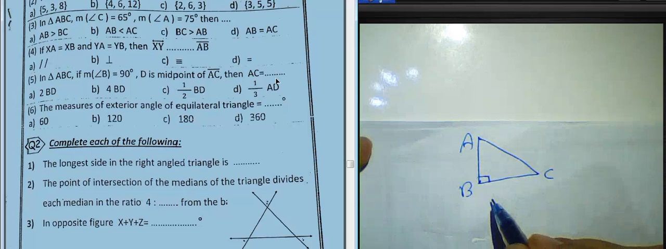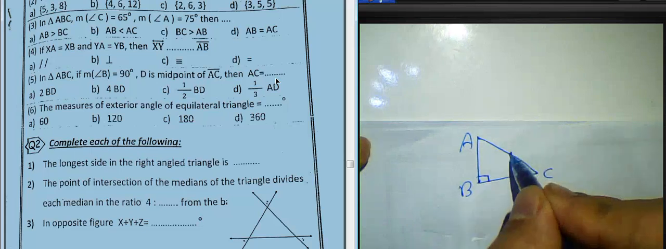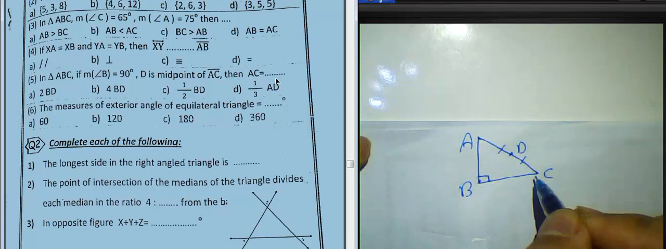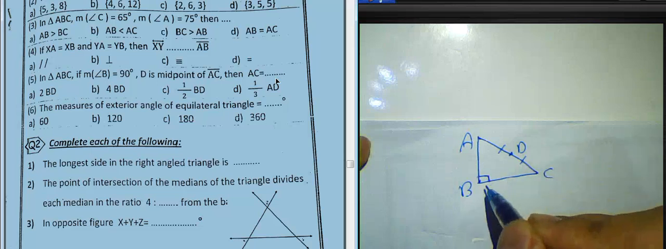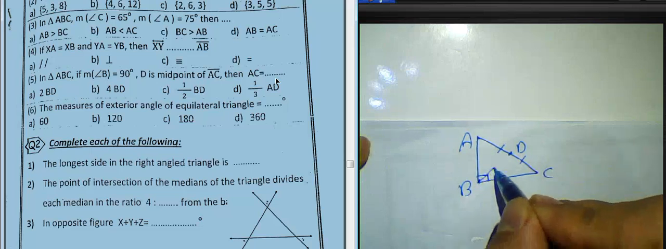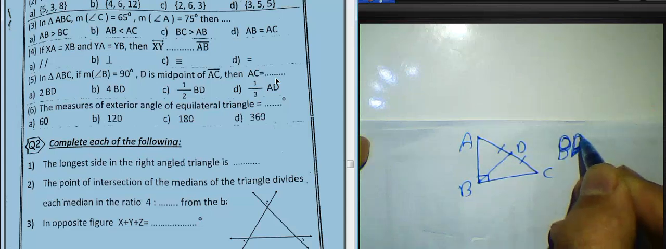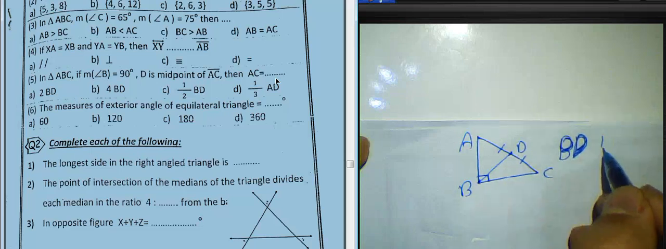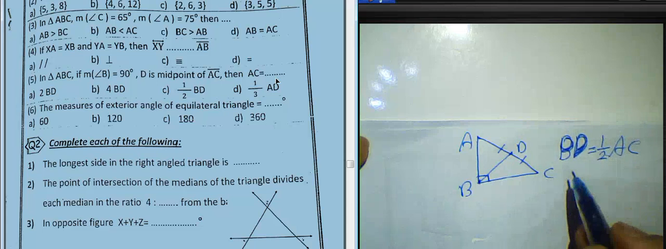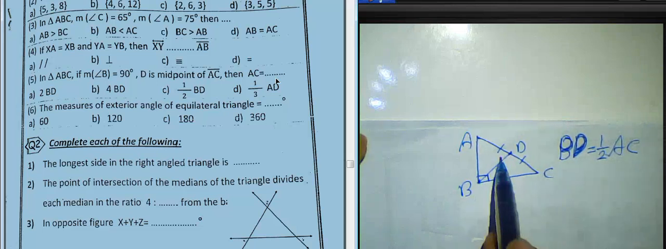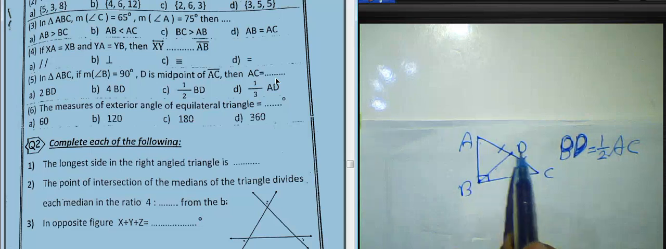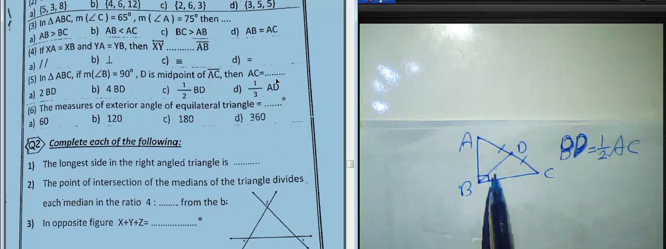The measure of angle B is 90 degrees and D is the midpoint of AC. D lies between A and C, at half the distance of AC. Then BD will be equal to half of AC. The length of BD equals half of AC, because BD is the median of the triangle.